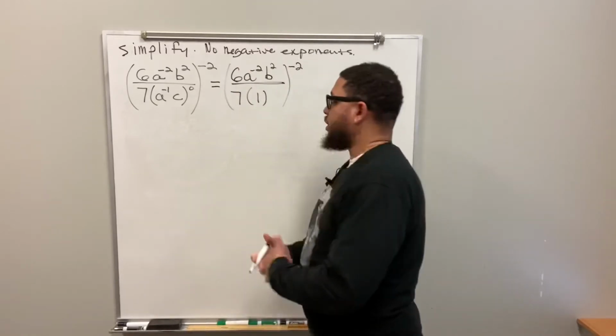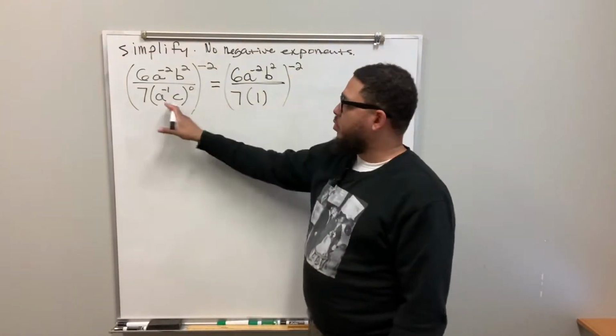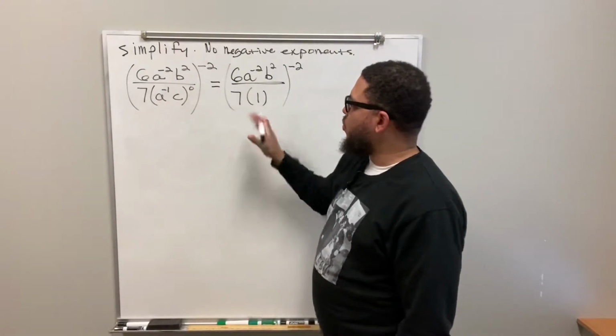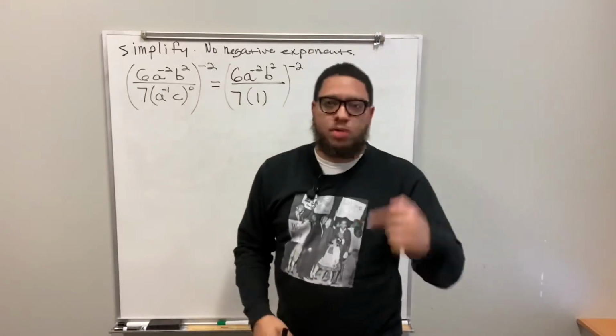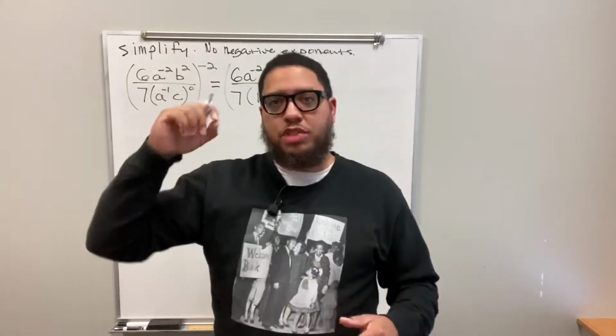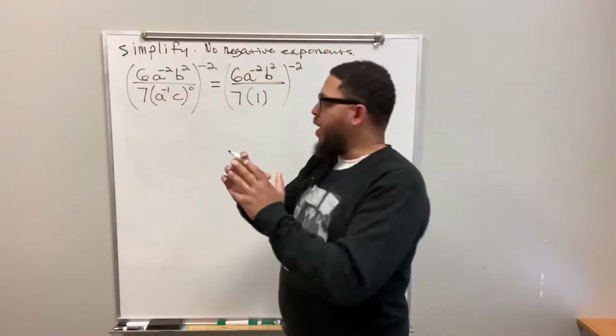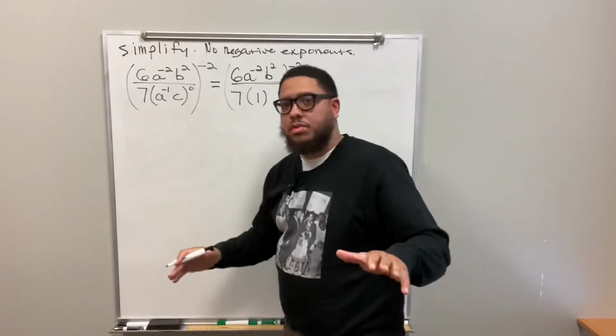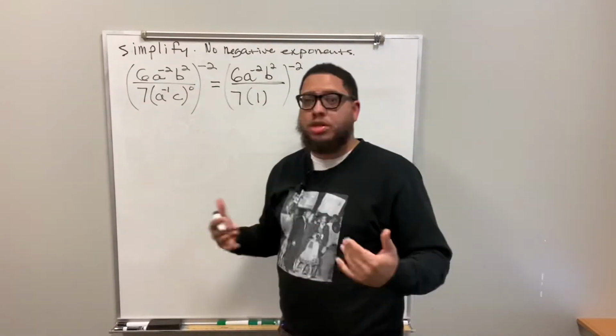Now, the question is, why does this become a 1? Or where did this 1 come from? Why does a to the negative 1 times c to the 0 power equal 1? That's called the zero exponent rule. Whenever you have an exponent of 0, everything that exponent is applied to becomes positive 1. It's just that simple. All right? That's called the zero exponent rule.